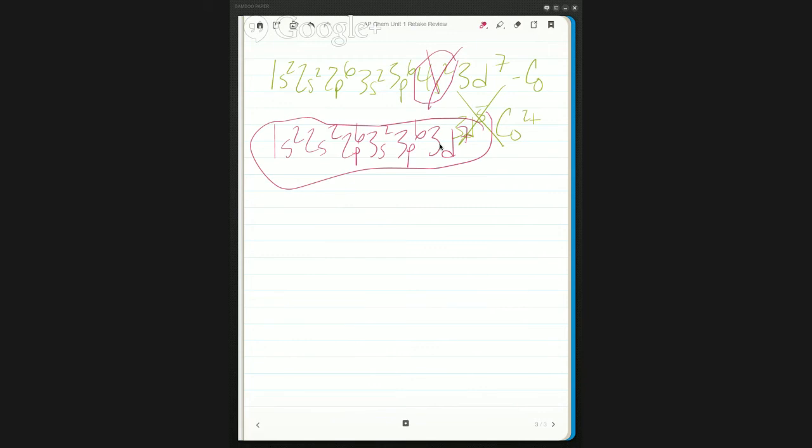So whenever you create ions for transition metals, you remove the s valence electrons first before you start removing d. Like if it had been cobalt 4+, it would have been 3d5, but you would have removed those 4s2 first. So hopefully that answered your question.